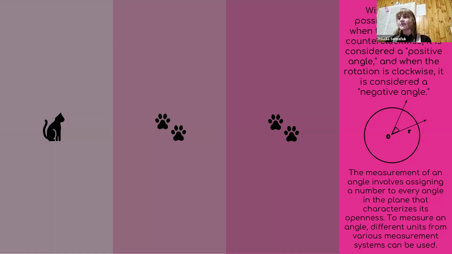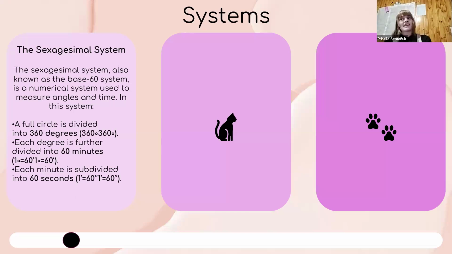Okay? So we need to measure the angles, like it says. We have different units to measure angles. It's not only one system. For example, I've seen sexagesimal and the circular system. And those are the ones that we are going to see. Sexagesimal system, also known as the base 60 system. So in this system, everything is 60, okay? So a circle, we know, is 360 degrees. So that way, when we divide each quadrant, we divide by 60.